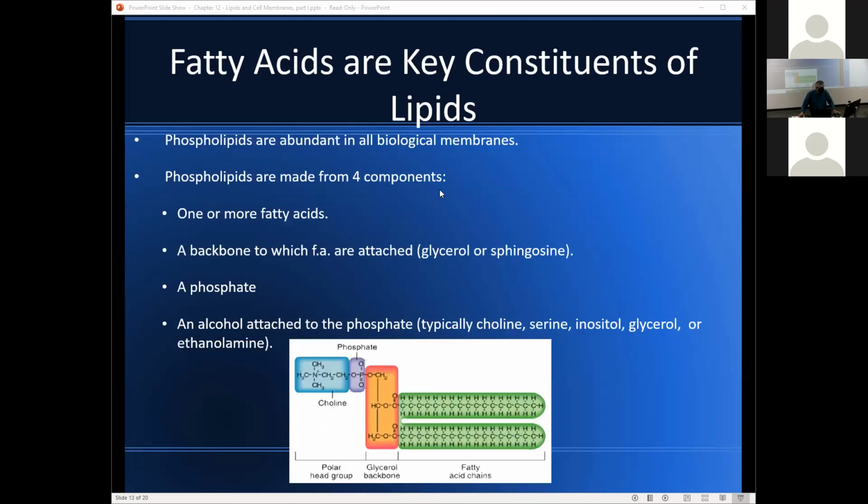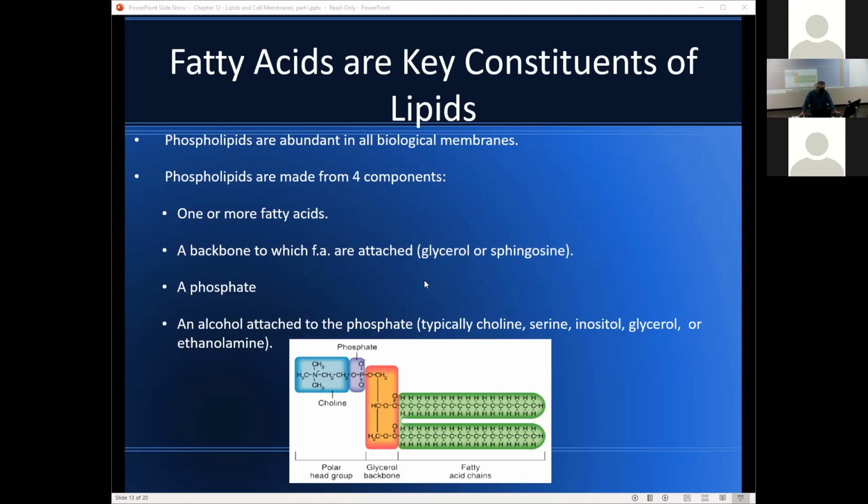Okay, so first, phospholipids. Phospholipids are abundant in all biological membranes. So again, about 75% of all of the lipids in a membrane are going to be phospholipids. Phospholipids have four components, one or more fatty acids. It would probably be more accurate to say one or two fatty acids because phospholipids are always going to have two fatty acids. Sphingolipids are always going to have one fatty acid. We also need a backbone to which the fatty acids are attached. In most cases, this is going to be glycerol.